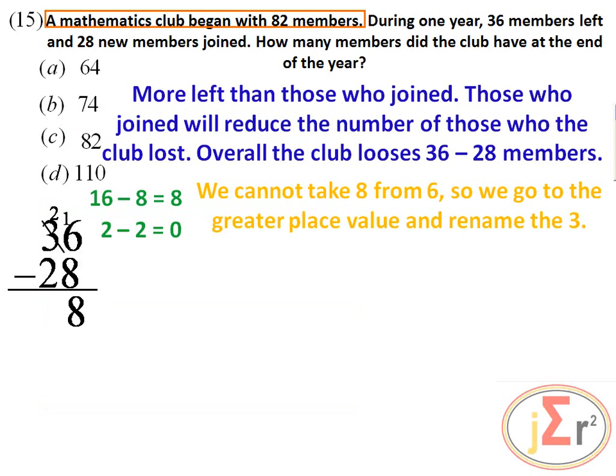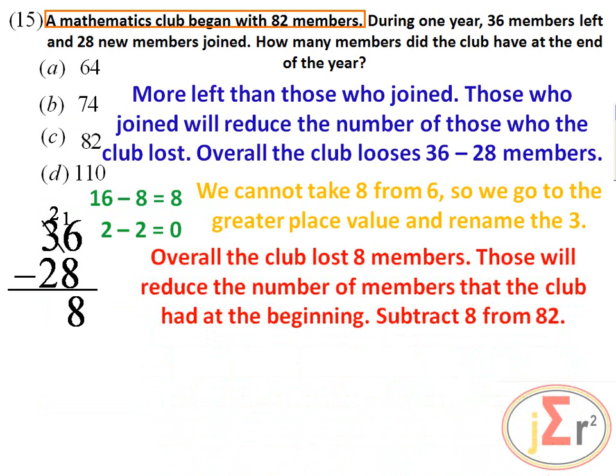So a mathematics club began with 82 members. Overall, the club lost 8 members. Those will reduce the number of members that the club had at the beginning. So we will subtract 8 from 82, which gives you 74. That's what Jerry said, that we should take the 8 from the 82 and we will get 74.